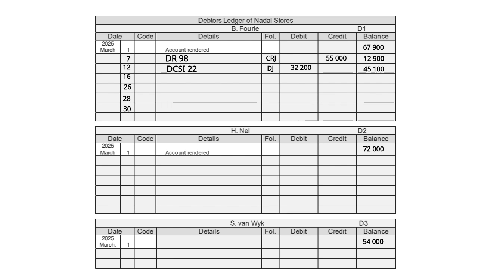45,100. Then on the 16th, we issued a receipt to Fourie as settlement of his account. So on the 16th, he decided to pay his account in full. So it will be credited. Now the balance is on 0. The journal involved is CRJ, and it's a duplicate receipt, 100.